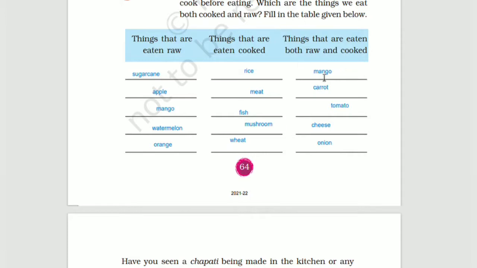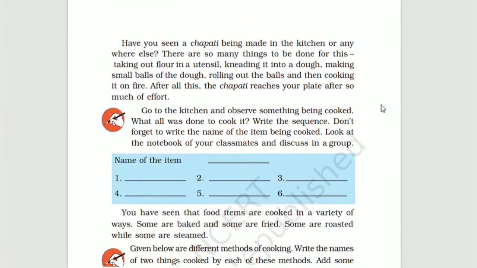Things that are eaten both raw and cooked. Carrot can be eaten raw and also cooked. Tomato, mango, cheese. These are the substances.